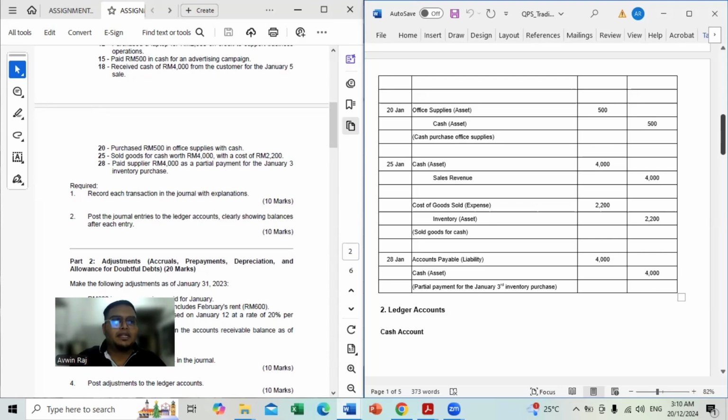Lastly, paid supplier 4,000 ringgit as a partial payment for the January 3rd inventory purchase. I debited 4,000 for the accounts payable account. I credited 4,000 for the cash account.